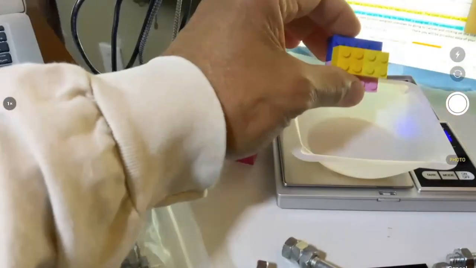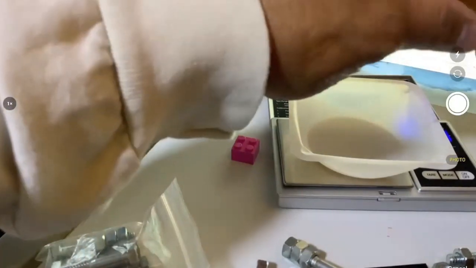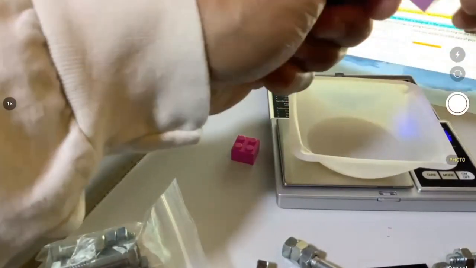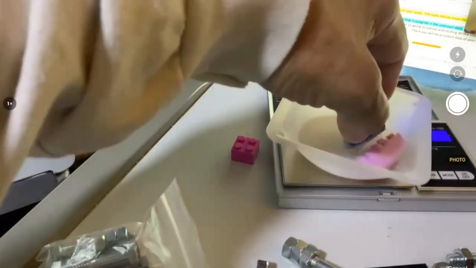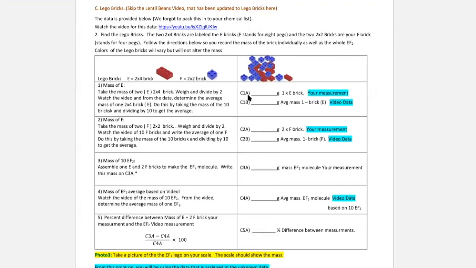Something like that. Okay, 2 F and 2 E. So what you need to do is break them apart and just weigh your 2. Again, tare your scale. Weigh your 2 E bricks, record the mass, and divide it by 2. That's what you put in C1A.